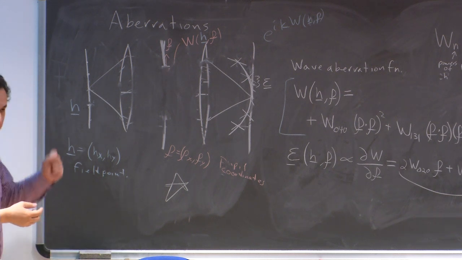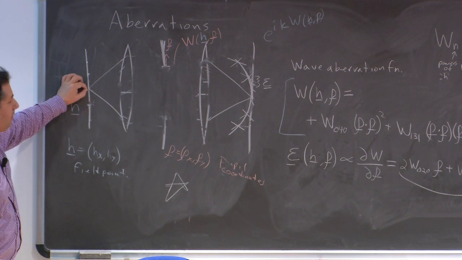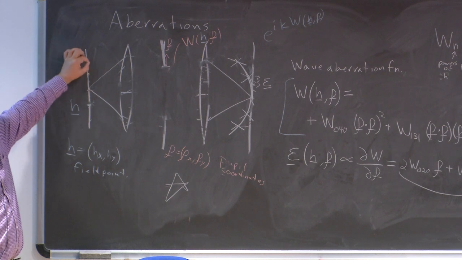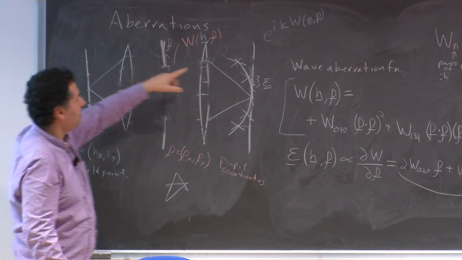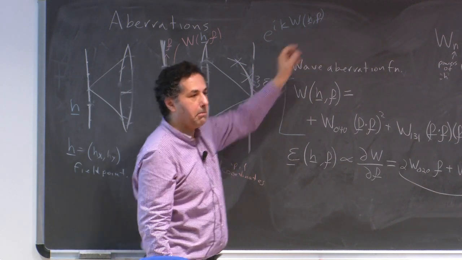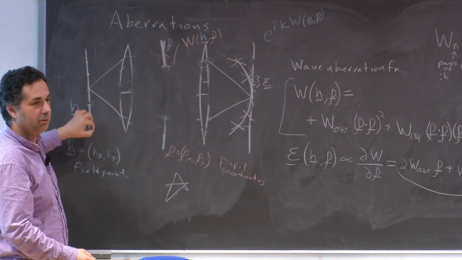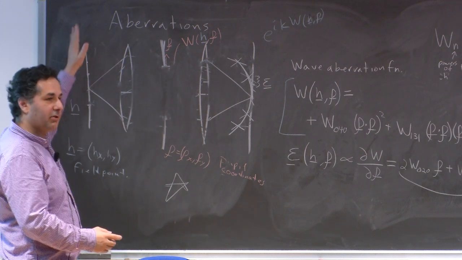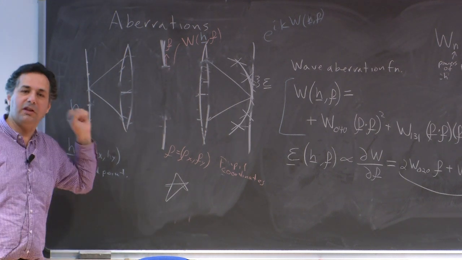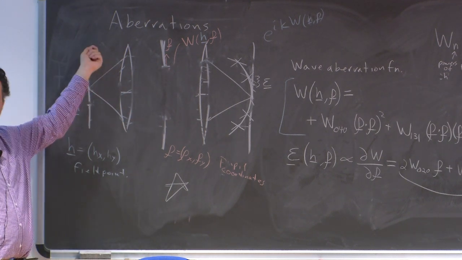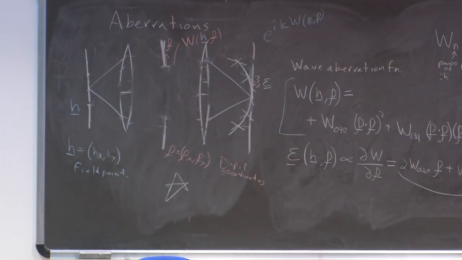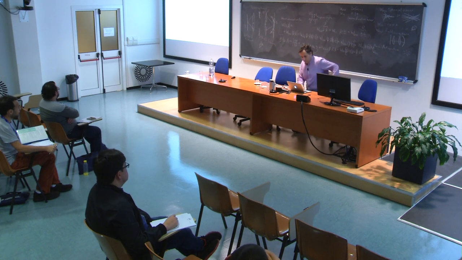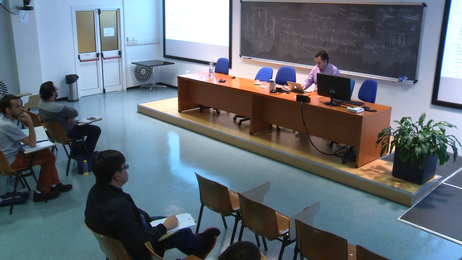Of course, the catch is you can only do it for a point source at a different location. You cannot do it for an extended object because this aberration depends on what point you're at. But when you go from here to here, you lose dependence on that point. So this is something that you can only do for point objects. But it still gives you a good idea of what the aberrations look like.